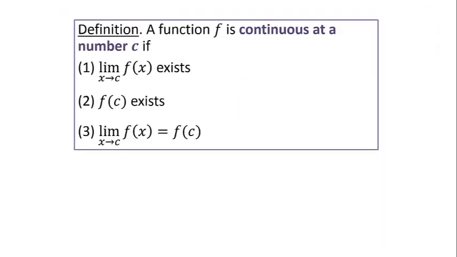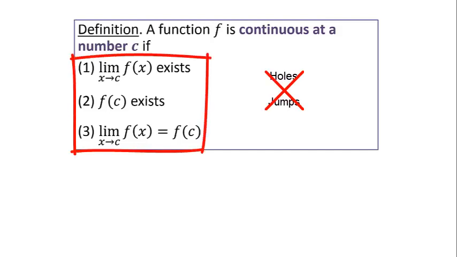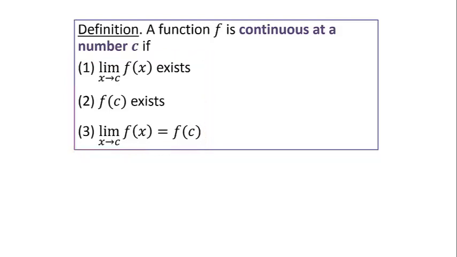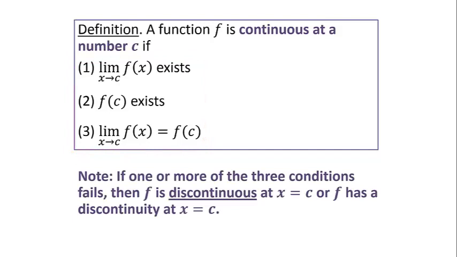So from here on out, whenever we want to talk about the continuity of a function, instead of using our informal language such as holes and jumps, we will refer to the three conditions of the formal definition. The limit must exist, the function must exist, and the value of the limit must equal the value of the function. Note that if one or more of the three conditions fails, then we say that f is discontinuous at x equals c, or that f has a discontinuity at x equals c.